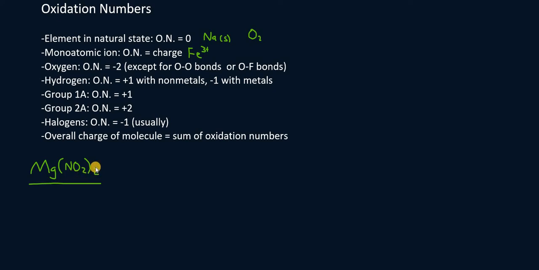And what I always like to do when I have to assign oxidation numbers, I like to have a running tally of what I know based on the rules. So I just go through and mark everything based on what I know the oxidation number for. So we'll start with magnesium. So magnesium is a group 2A metal. So it's going to be, based on our rules, +2. It's in group 2A.